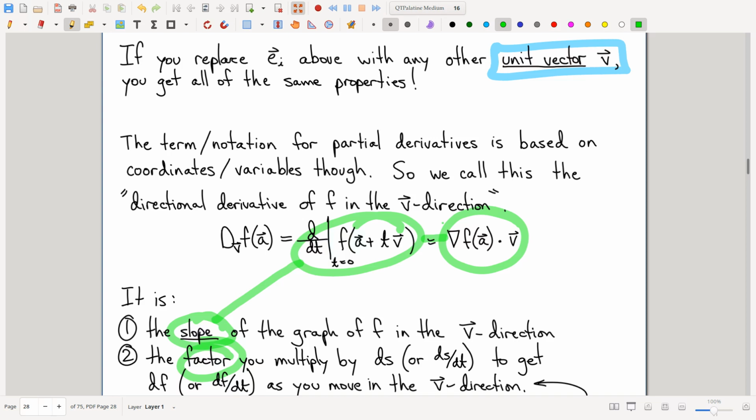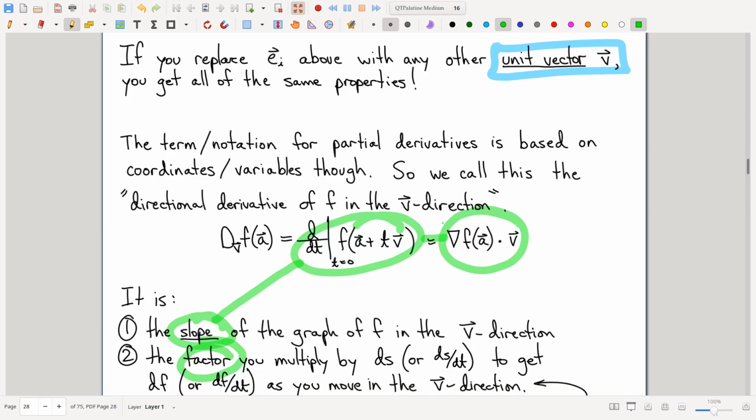So this expression, how fast is the function changing when I'm at the point A and moving with velocity v? Dot product of the gradient with v. Those will always be equal. They will always be the slope of the graph in that direction. And they will always be the corresponding multiplicative factor that you multiply by input changes to get output changes. This works for any unit vector because any unit vector could be thought of as a standard basis vector.